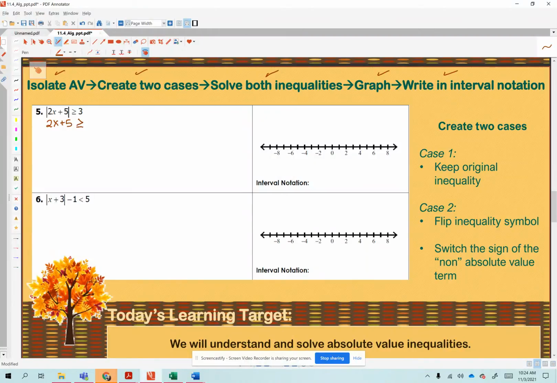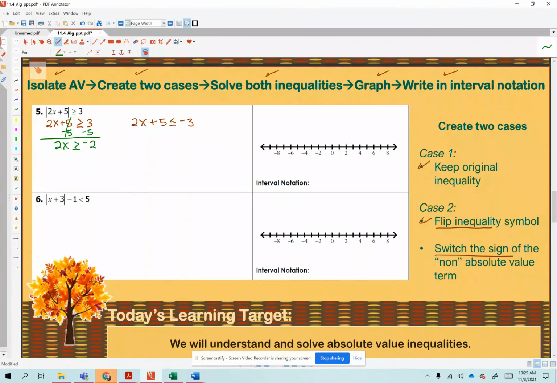2x plus 5 is greater than or equal to 3. That's case 1. We keep the original inequality. Now for case 2, we will flip the inequality symbol and switch the sign of the non-absolute value term, which is the 3. So we will write 2x plus 5 is less than or equal to negative 3, and we'll solve these now. So first we subtract 5 from each side. 2x is greater than or equal to 3 minus 5, which is negative 2.